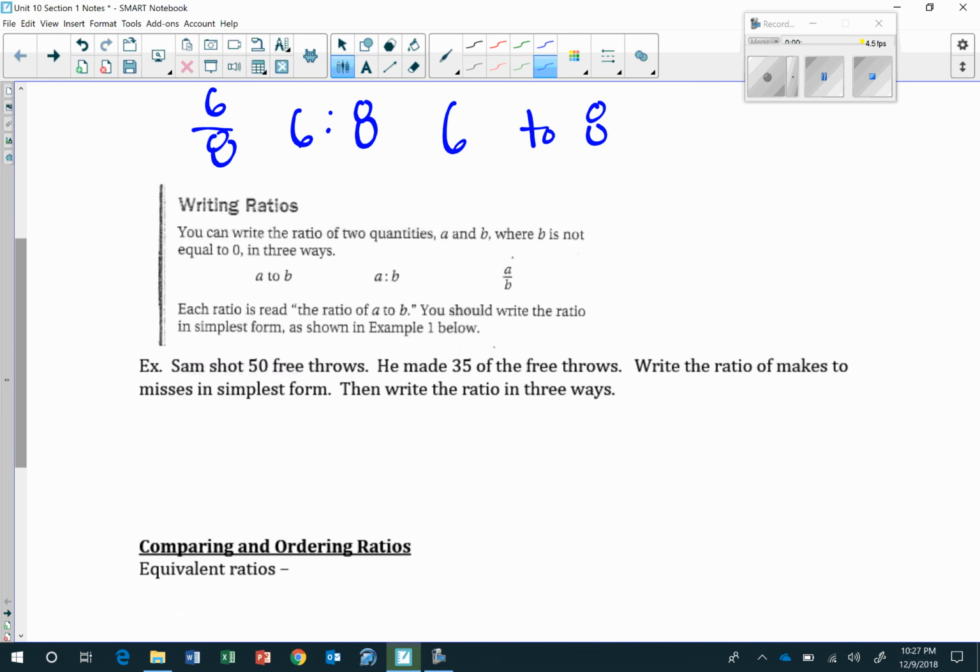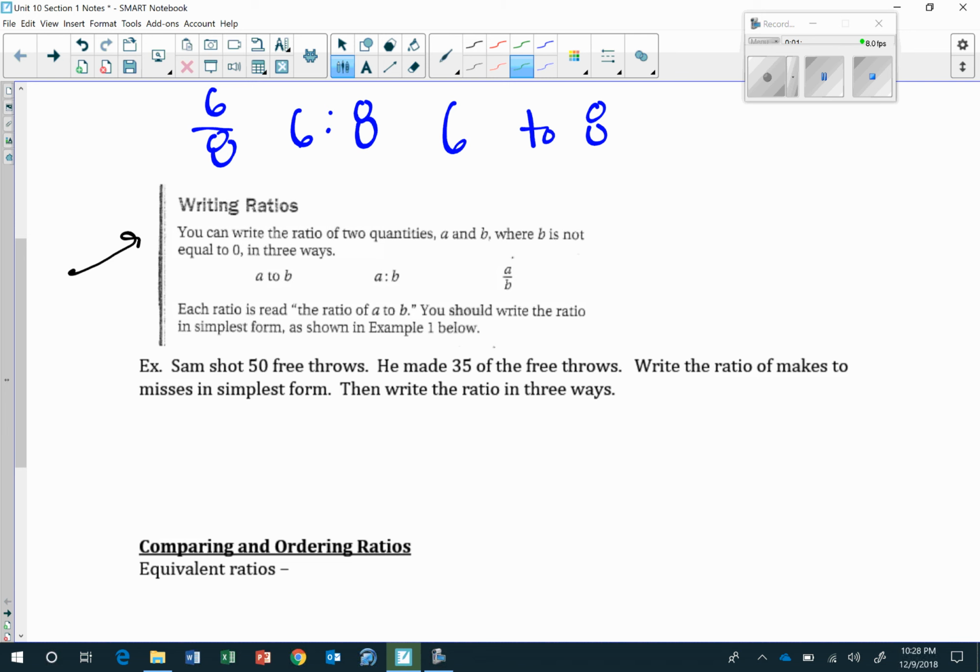So if you look right here, there's a definition out of the book. Again, you can write two quantities in three ways. I already talked about that. But there's another example of how you can write them three different ways. Then you have an example that says Sam shot 50 free throws. He made 35 of the free throws. Write the ratio of makes to misses in simplest form, then write the ratio in three ways.